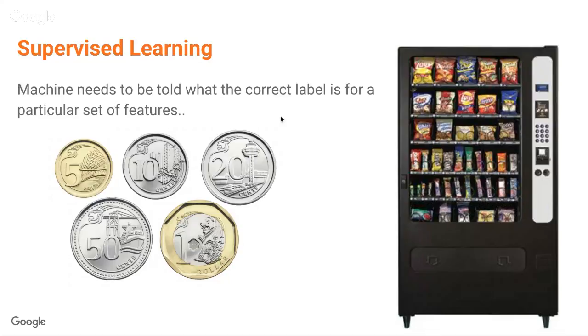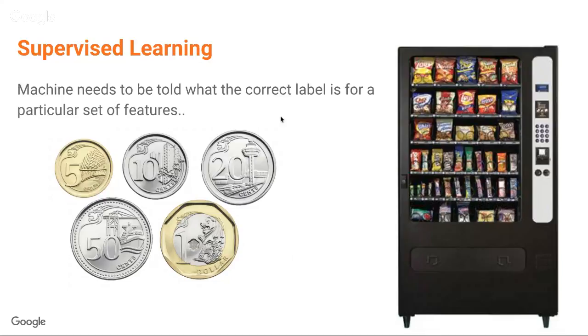Hello. Sorry, I think there was some glitch and I kept on speaking and the volume was disconnected. Okay, I think you are able to hear me again right now. So I was talking about supervised learning. The machine needs to be told what the correct label is for a particular set of features.